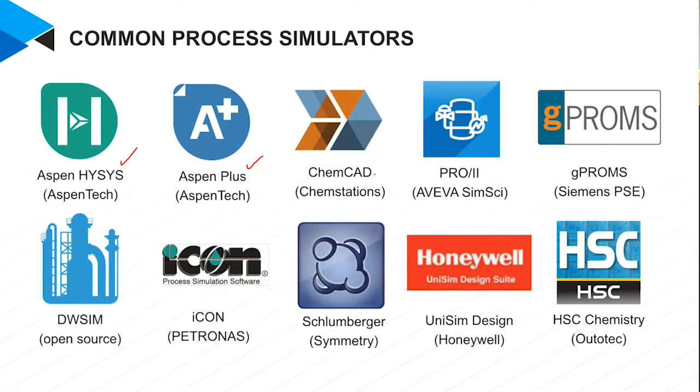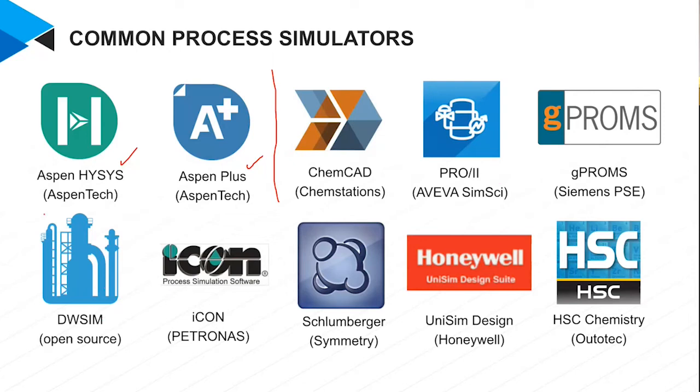Some competitors of Aspen Tech will be ChemCAD by Chem Stations. So ChemCAD is actually easier to use, but does not have so many features. And then we have Pro/II, which is usually used in oil and gas companies. And we have gPROMS, which is by Siemens, and it's usually more for dynamic kinds of simulations. So the top 5 are the common ones, and the bottom 5 are the more uncommon ones.